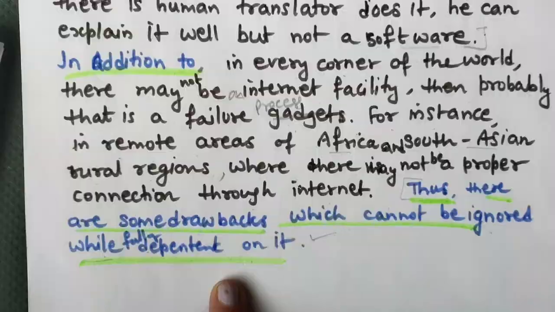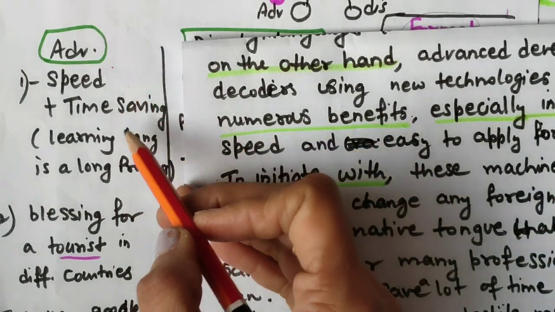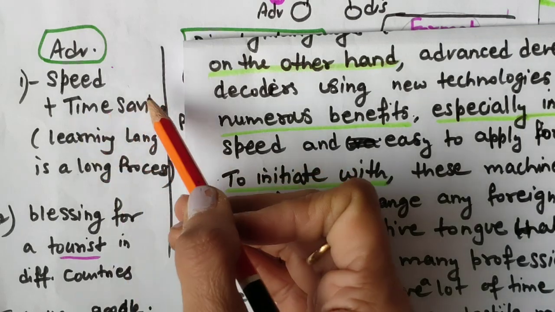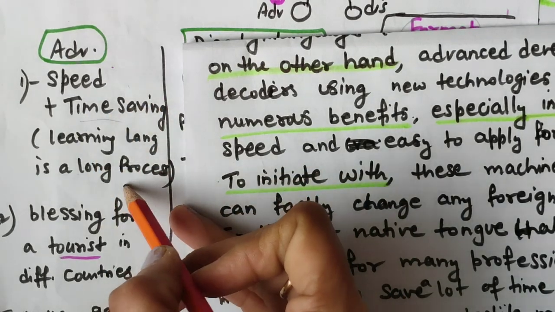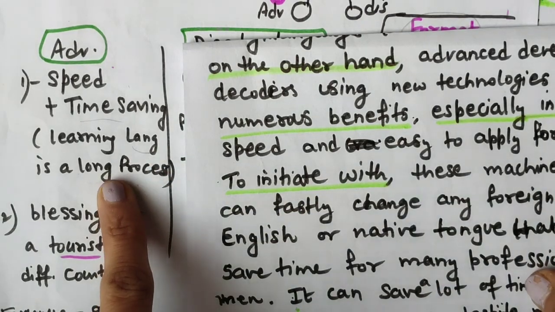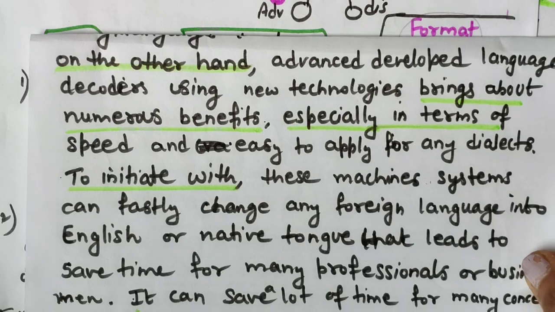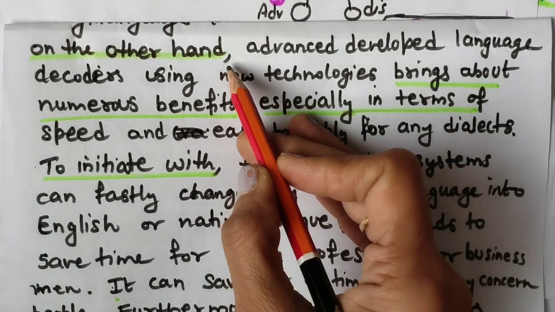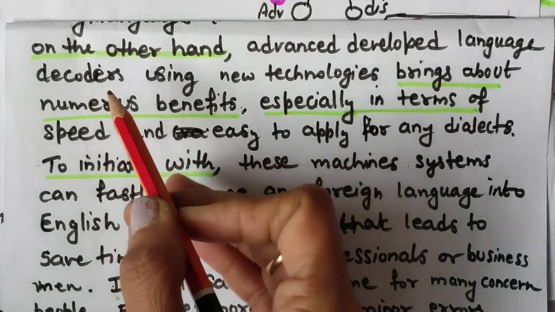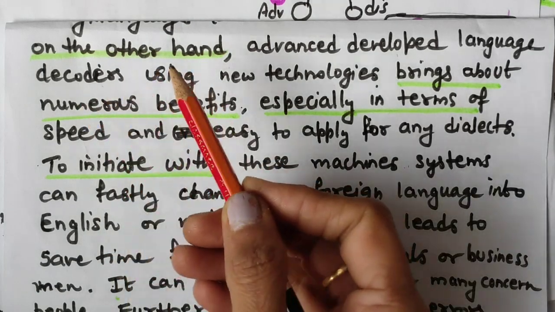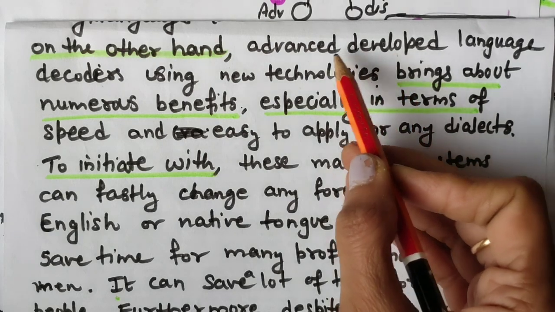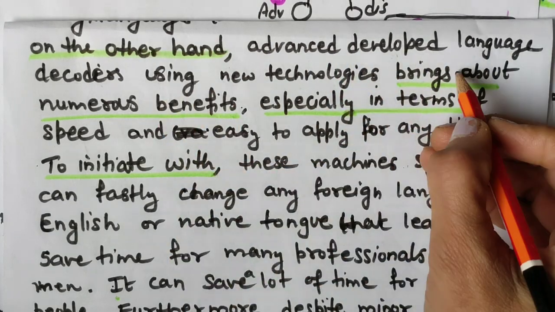Okay, now we will talk about speed, how fast this app is converting into another language. Time saving, learning language is a long process. So this sentence structure we can use here. So on the other hand, advanced developed language decoders, instead of translators I have used decoders or interpreters. Using new technologies brings advanced developed language decoders. So it is wrong.